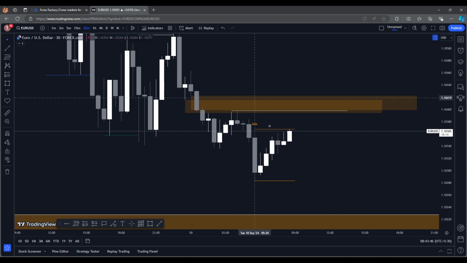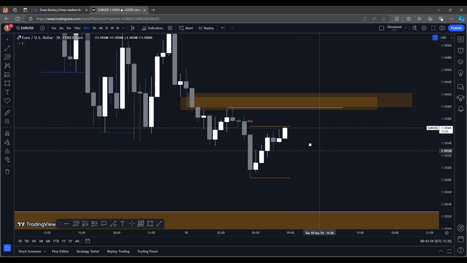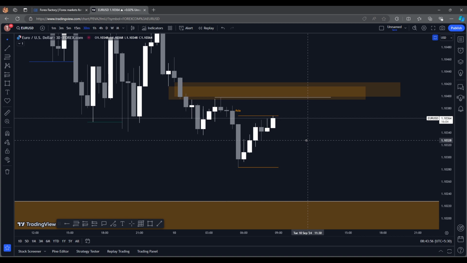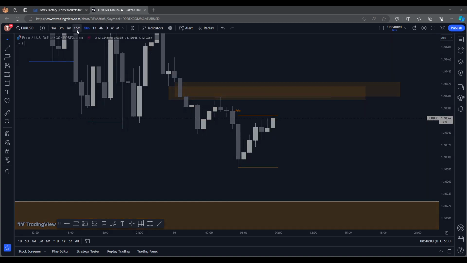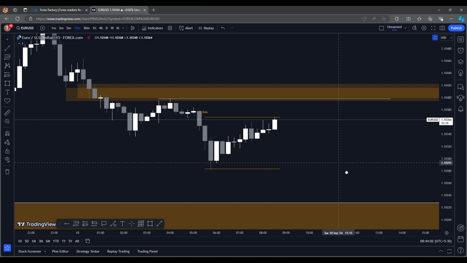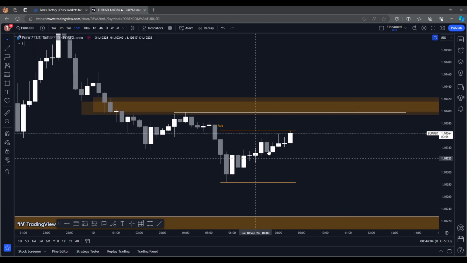So I'm anticipating that the price can possibly go up, tap this zone. We are going to get a sweep, and into the London session, most likely we are going to continue our journey into the downward direction. So let's define our bias into the 15 minutes. So into the 15 minutes, we can see that the price is holding the order flow over here, and we are continuing our journey into the upside direction.